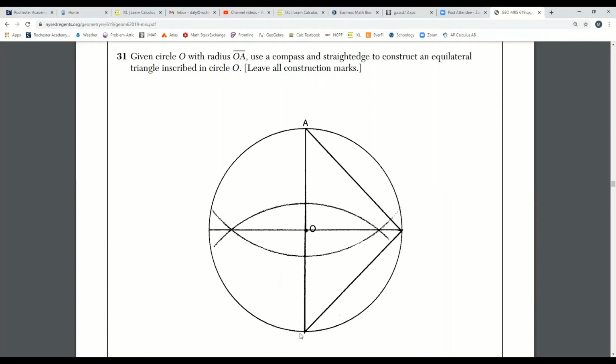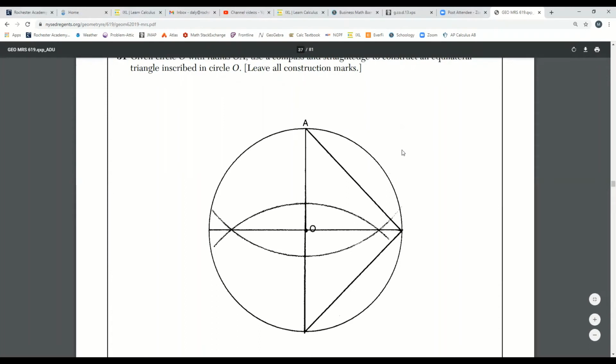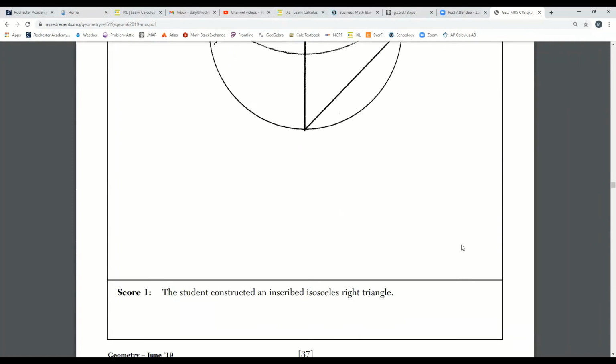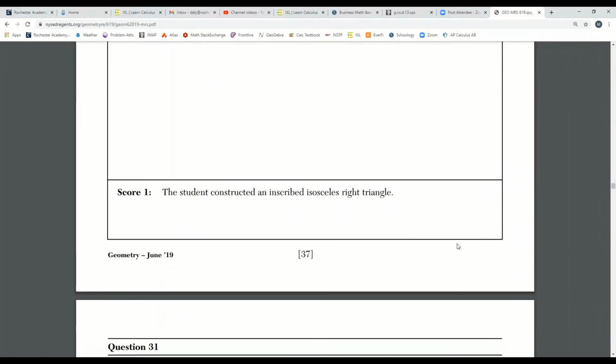Well, all 3 points of the triangle are on the boundary of the circle, so it is inscribed, but it's not equilateral. These 2 sides are the same length because they're on the perpendicular bisector. So this is an isosceles triangle. It turns out this is a right angle. We'll see why much later in the year. So this is an isosceles right triangle, but it's not equilateral. These 3 sides are not the same size because this side is clearly much longer than the other 2. But they constructed an inscribed triangle, they used their compass and straight edge, and they left all construction marks. So once again, this solution is worth 1 out of 2 points.